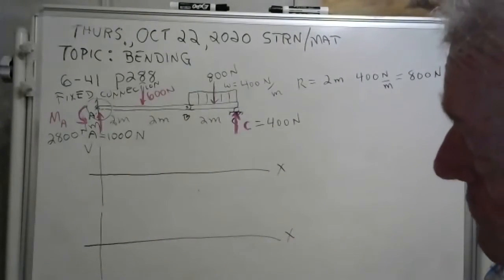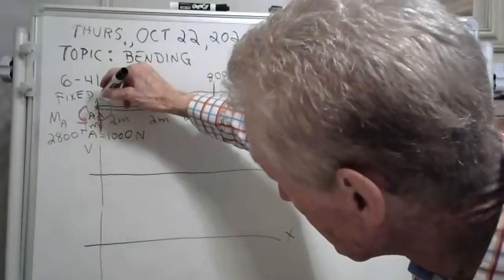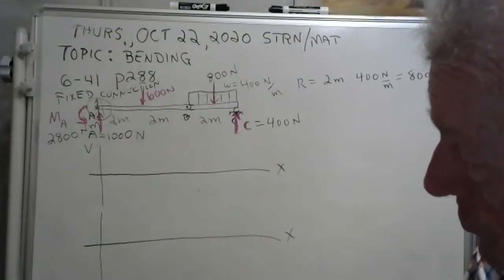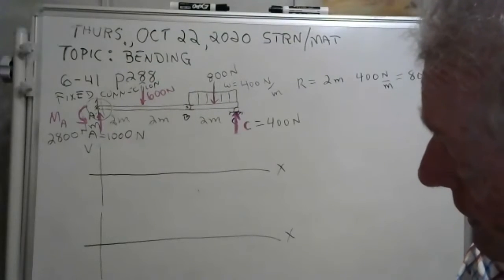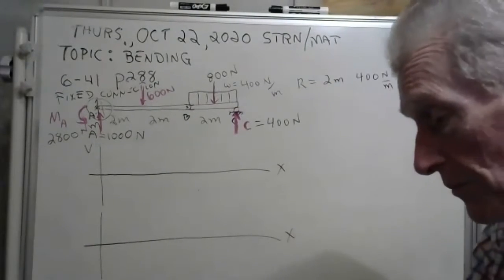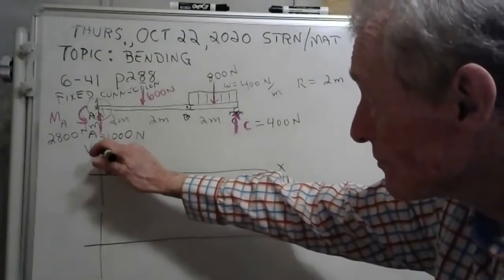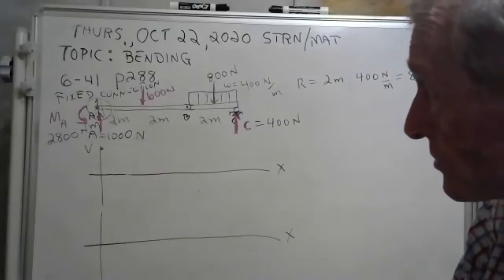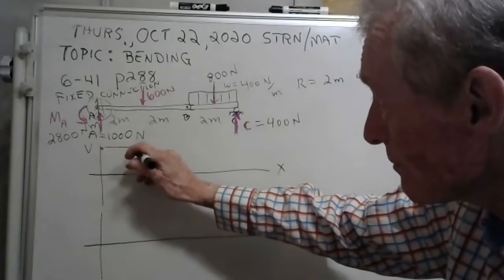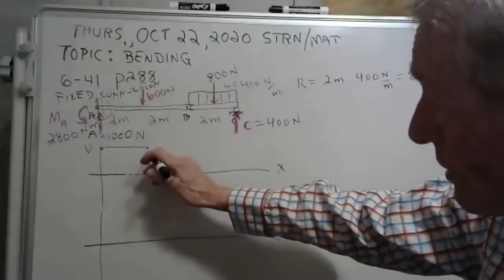Okay, well, let's see. If you section this real close here to the fixed connection, can you see that you would have to have a shear force going down of 1,000 newtons? Well, shear going down on the left-hand member is considered positive. So you got a positive value of shear, 1,000 newtons. In fact, I think that 1,000 newtons stays 1,000 newtons all the way to here. And then it drops down 600 to 400 newtons.